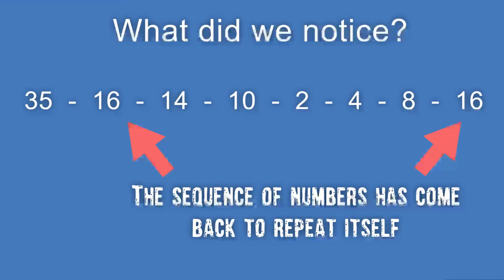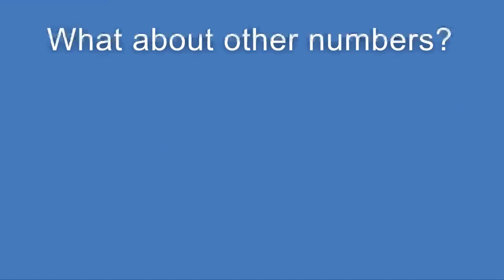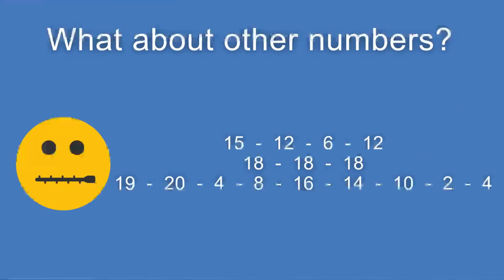But what about if I was to give you a different number? Okay, so I did a little bit of research beforehand, and this is what I came up with. If I started with 15, 18, and 19, what you see on the screen are the results. What do you notice? Have a think about what you might be noticing. Okay, and that might be something you'll come back to a little bit later when you understand exactly what the task is.